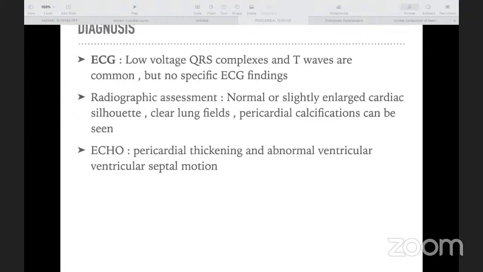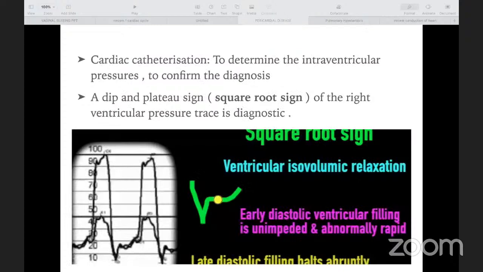For the diagnosis, the ECG will show a low voltage QRS complex, and T wave changes are common, but there are no specific ECG findings. Radiographic assessment will show either a normal or slightly enlarged cardiac silhouette, clear lung fields, and pericardial calcification can be seen. Echo shows pericardial thickening and abnormal ventricular septal motion. But a definitive diagnosis is by cardiac catheterization.